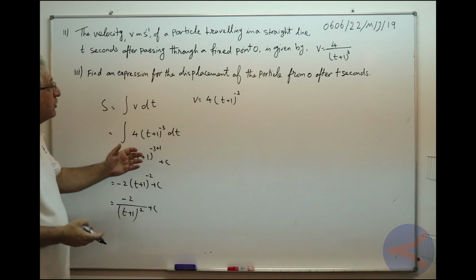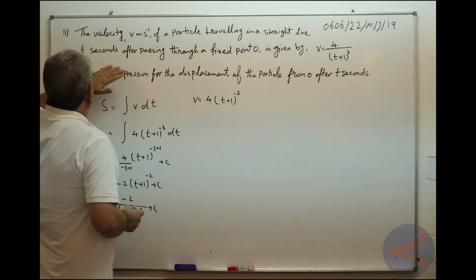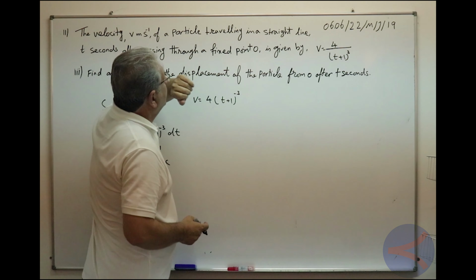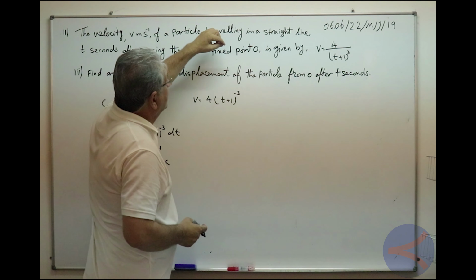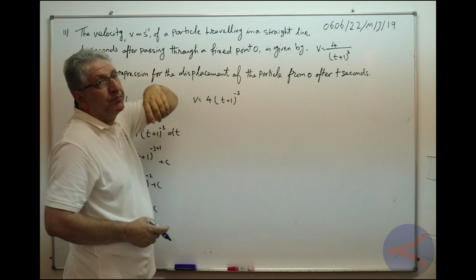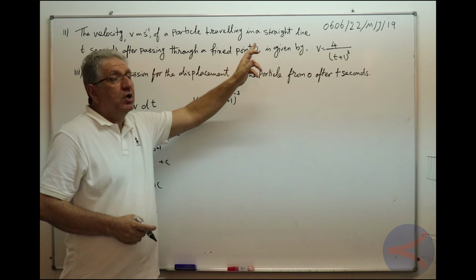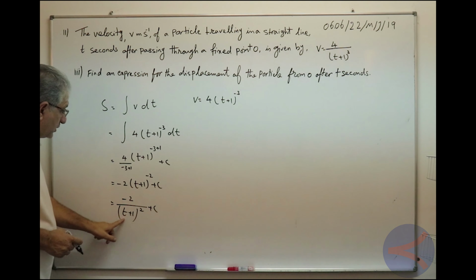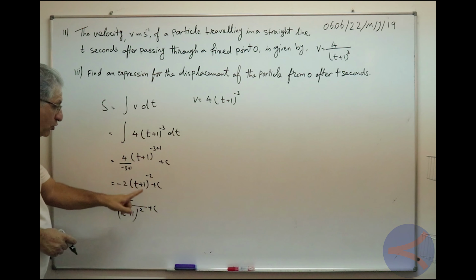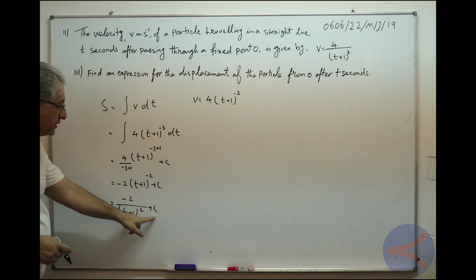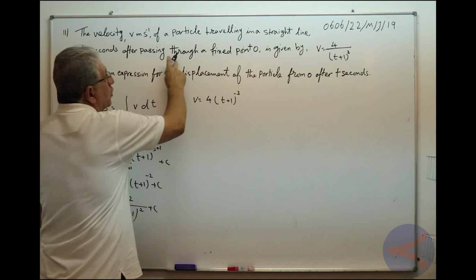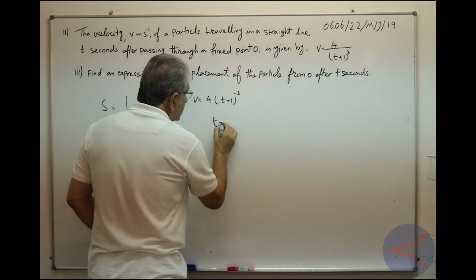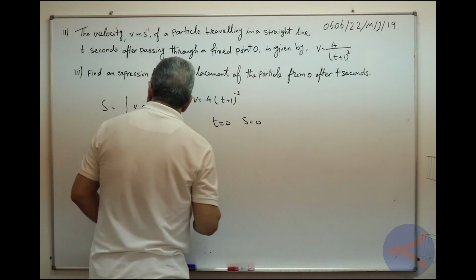So now, here you know that after t seconds it is passing through a fixed point O. Therefore, we know that when the time is equal to 0, the particle is at O. Therefore, displacement is 0. So when t is equal to 0, S also will be equal to 0, so we can find C. Here it says that it goes through the fixed point O at t equal to 0. So we know that t equal to 0, S is equal to 0.